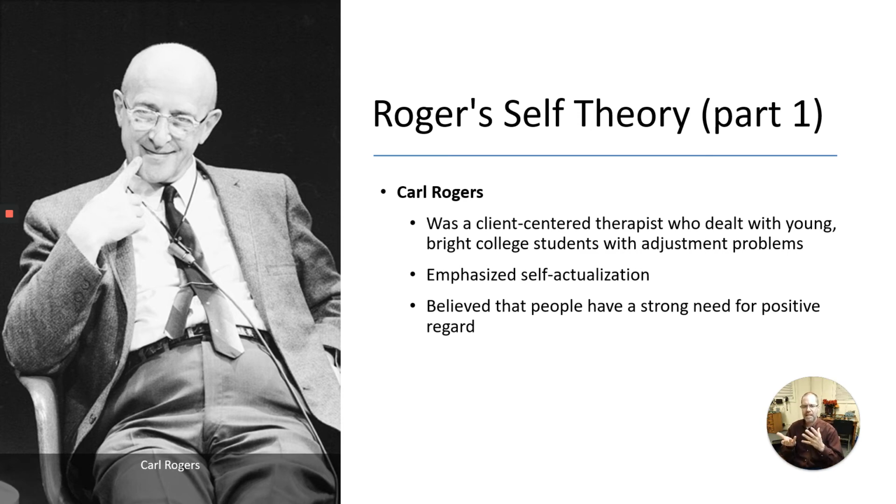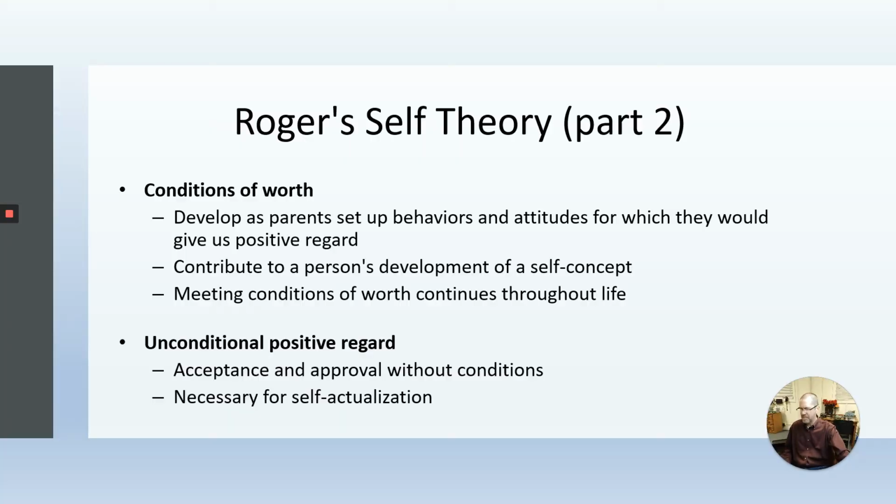So he was what's called a client-centered therapist, who dealt with young, bright college students with adjustment problems. Do you know any of those? He emphasized self-actualization, like Maslow, and believed that people have a strong need for positive regard. Positive regard is to be accepted by, to have the affection of others, especially the significant others in our life. There are things like genuineness that you look for. I want people to be genuine. I want to be accepted, and empathy then becomes something strong.